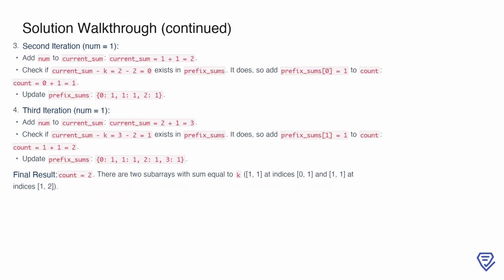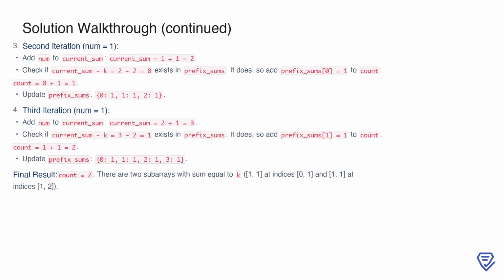In the second iteration, the current number is again 1. Adding it to current_sum gives 2. We then check if current_sum - k, which is 2 - 2 or 0, exists in prefix_sums. It does, and the value associated with 0 in prefix_sums is 1. This means there is one subarray ending at the current index with a sum equal to k, so we increment count by 1, making it 1. Next, we update prefix_sums to include the new current_sum, resulting in {0: 1, 1: 1, 2: 1}.